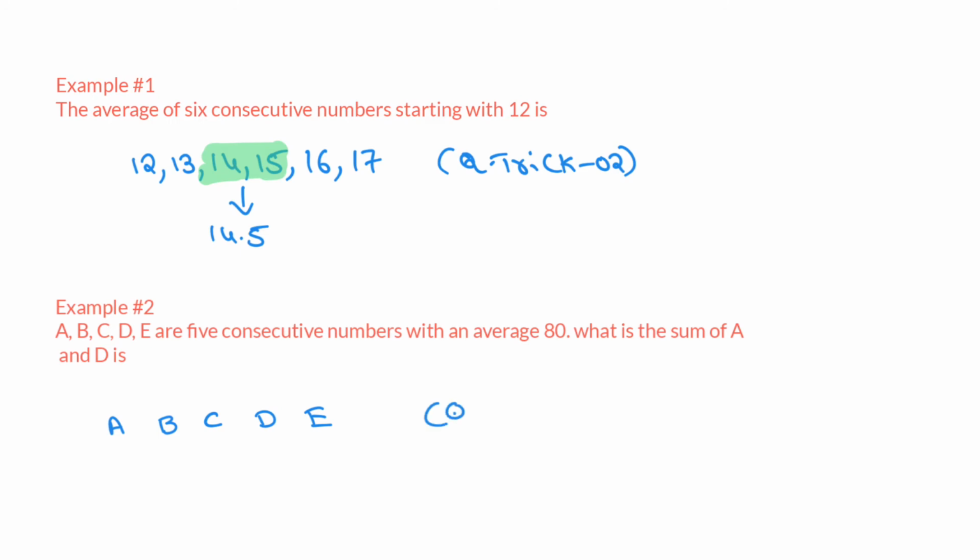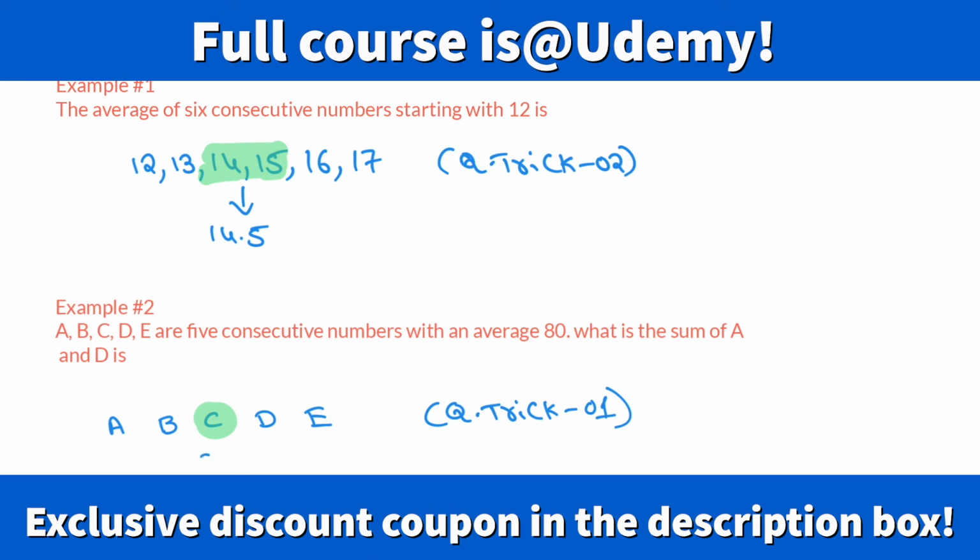From quick trick 1, we know this is the trick which belongs to a count of odd numbers. From this trick, we can say that the middle number will be the average value. So the value of C is 80. So if we know one number among a set of consecutive numbers, then we can write the remaining numbers.